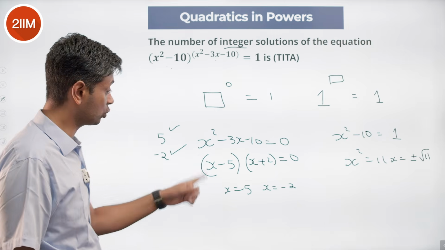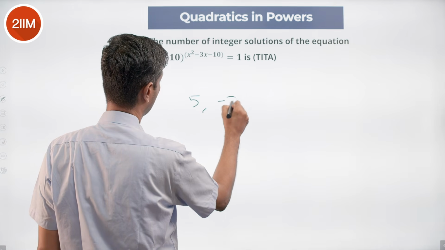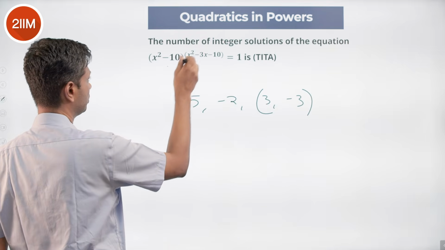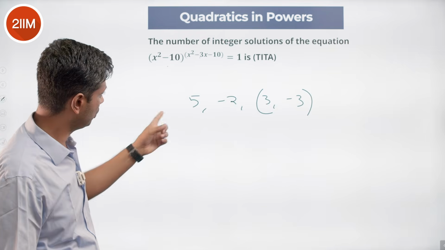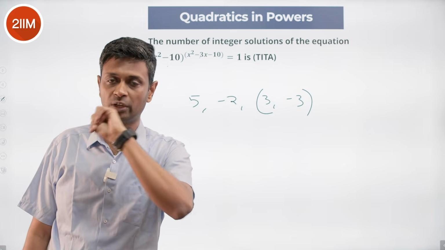We already got that x could be 5 or minus 2. So we have 5, minus 2, 3, minus 3. For 3 and minus 3, this goes to minus 1. That's an even number. We are very happy. For 5 and minus 2, this goes to some number that goes to 0. We are happy. 4 different values are possible.